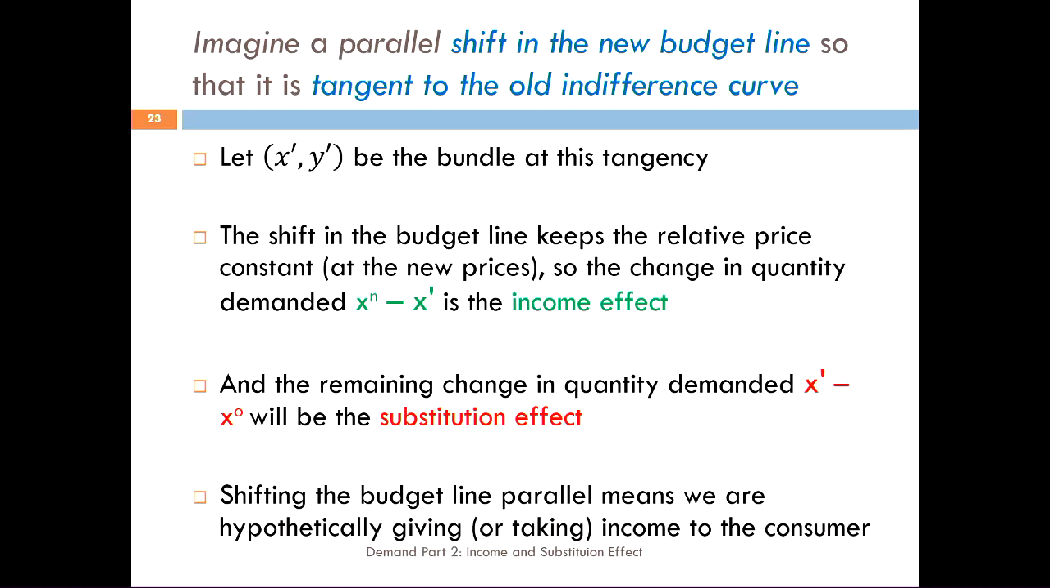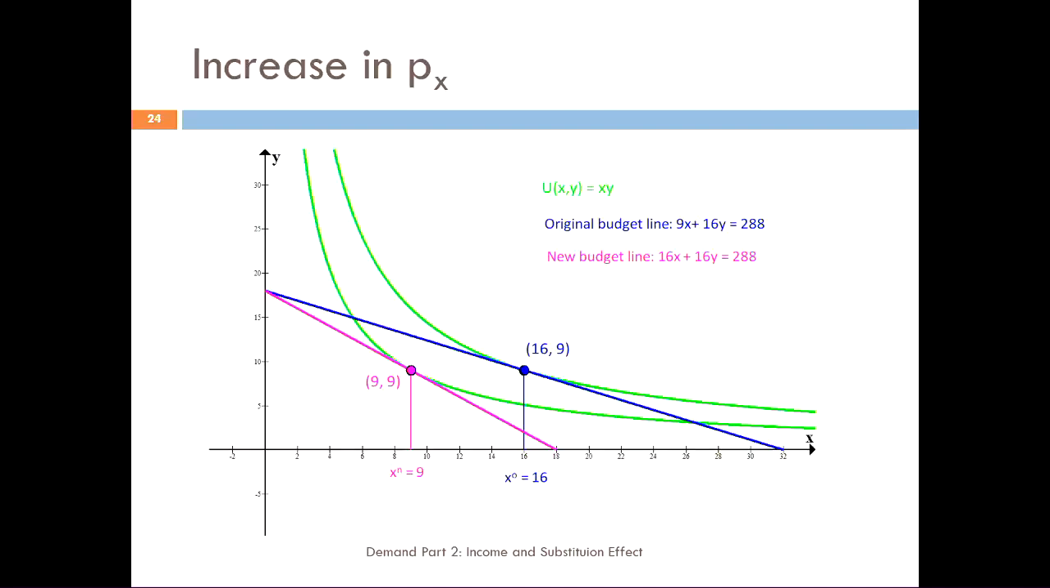And the question, of course, is what is that m prime? What is the nominal income that we need to hypothetically give the consumer, the nominal income m prime, such that at the new prices they would choose a bundle that makes them just as happy as originally? All right, so how do we find m prime? That's what we want to go through here.